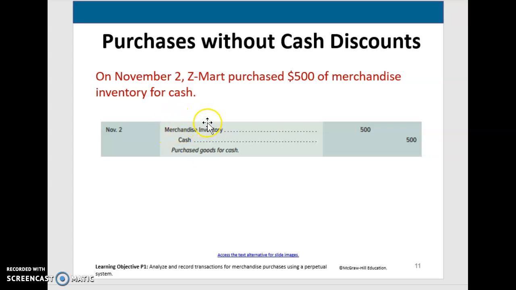The first situation we have is that the merchandiser purchases merchandise for cash. We're going to have a new account called merchandise inventory. This will be a balance sheet account that will sit under our prepaid accounts. So the order of liquidity will be cash, accounts receivable, prepaids, and merchandise inventory.